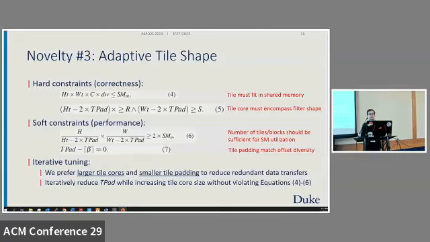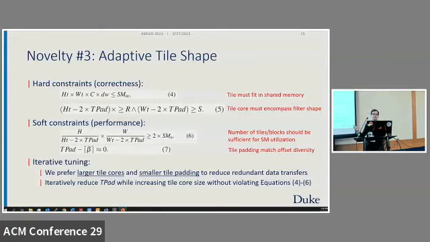Some soft constraints is, as a general rule of thumb, we do want to have at least 2 tiles or blocks per SM in order to enable some parallelism there, so that one block could theoretically do some memory operations while the other ones perform compute. And lastly, we want our tile padding to be approximately the same as our diversity for a given layer.